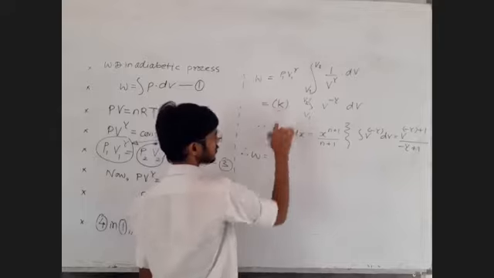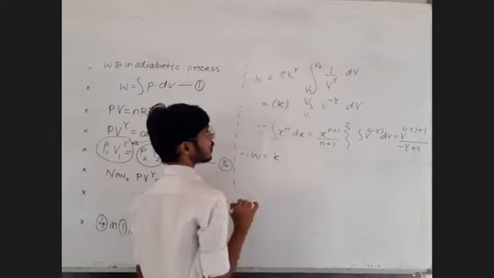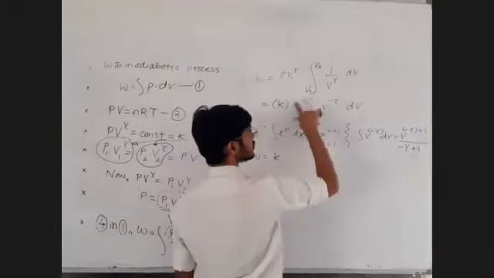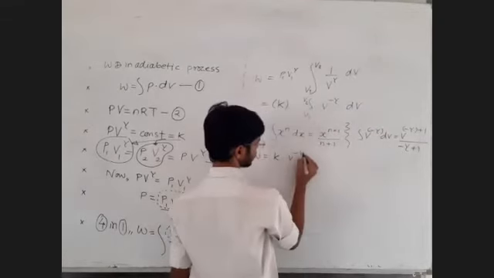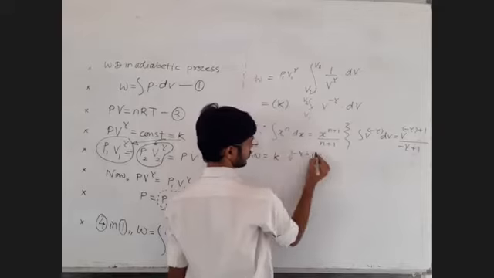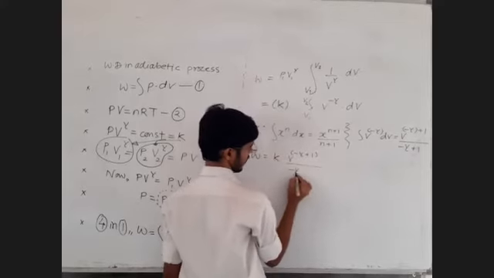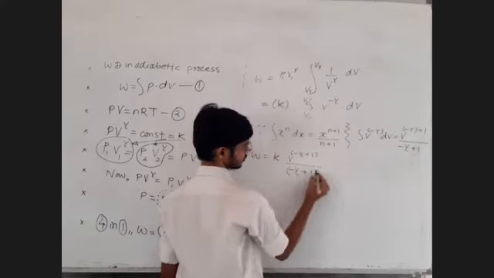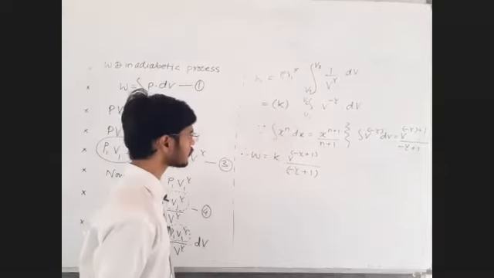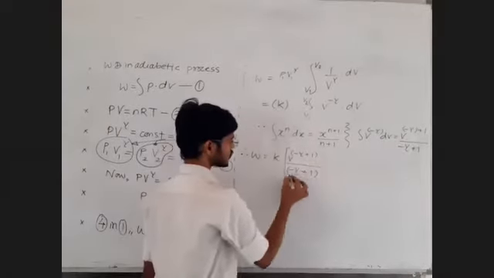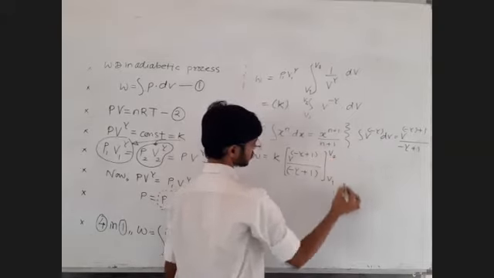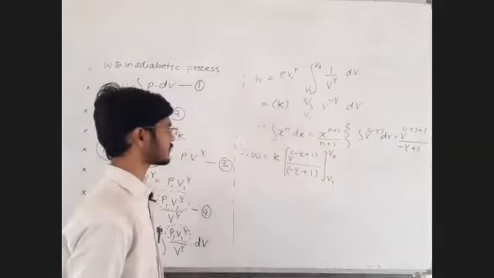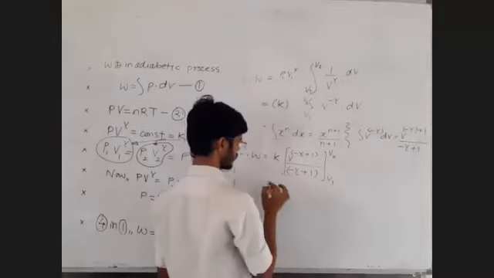Therefore W is equal to some constant, that P1 V1 raised to gamma or P2 V2 raised to gamma. This integration results into V raised to minus gamma plus 1, put a bracket, divided by minus gamma plus 1. Okay. Now sir, let's use the limits also. Limits are from V1 to V2. Yes. But before directly using the limits, let's simplify it. Okay, let's simplify.